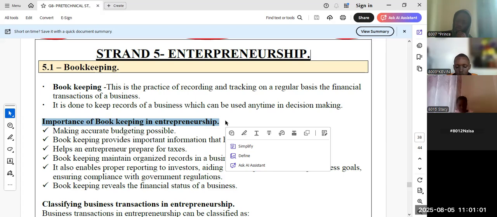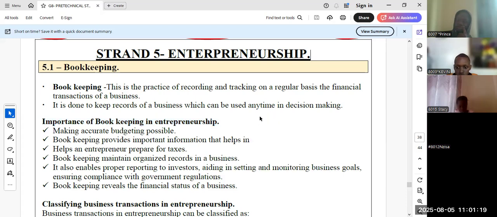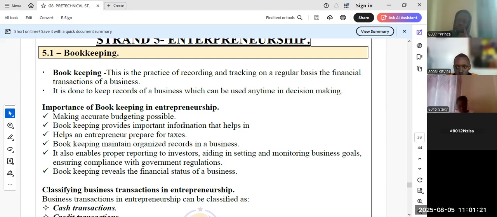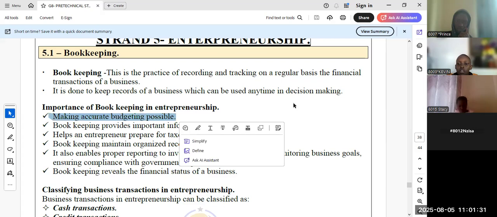The main point as to why bookkeeping is important: we said that it is done to keep records of a business, which can be used at any time in decision making. And we went ahead and gave very basic examples on when and how decision making can be made in a business. Now, the general importance of bookkeeping. Number one, David is saying that it makes accurate budgeting possible. How do we mean?